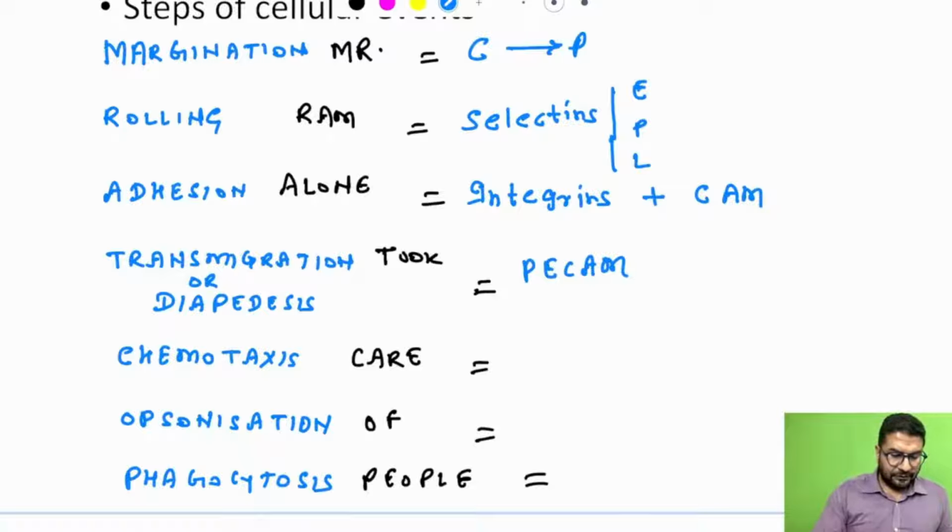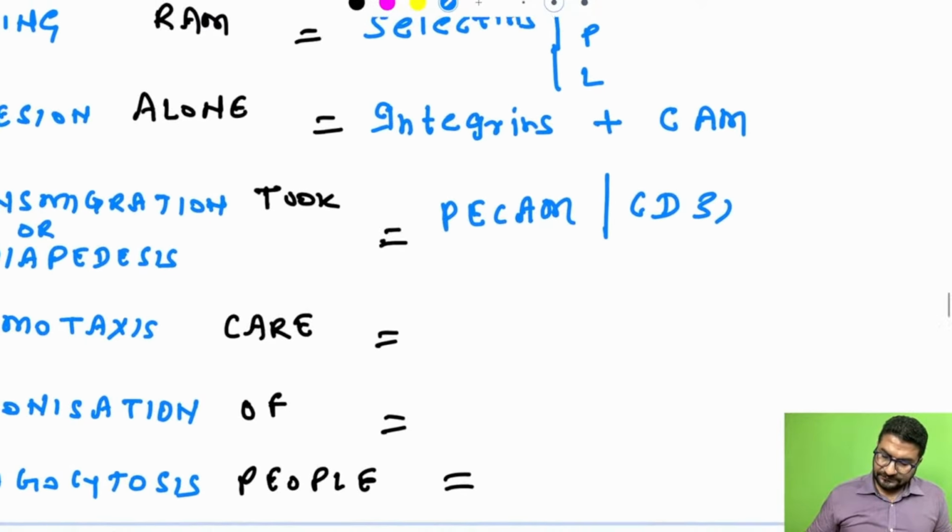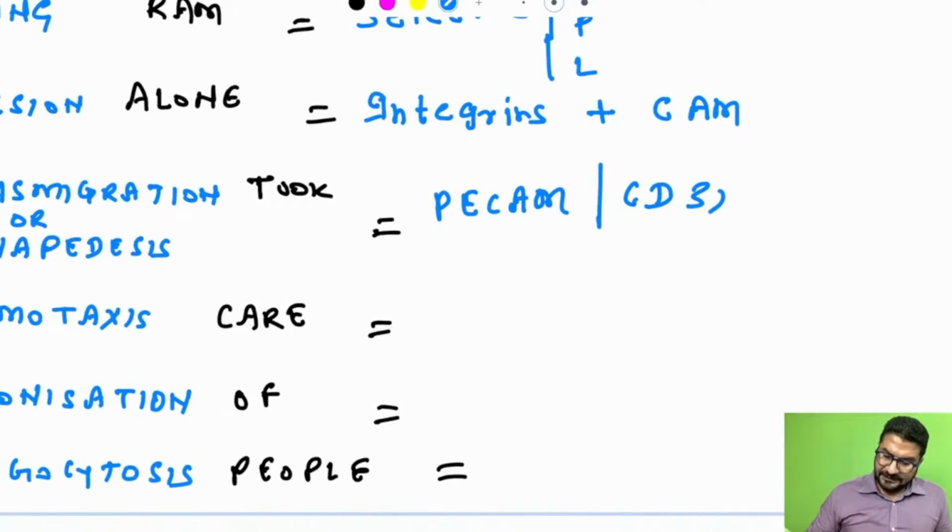Who will tell me the CD marker of PCAM? Anyone? So what is the CD marker for this? CD31. Yes, CD31. Coming to chemotaxis. VCAM, ICAM, these are types of CAM.